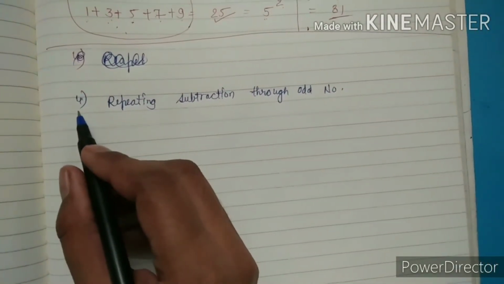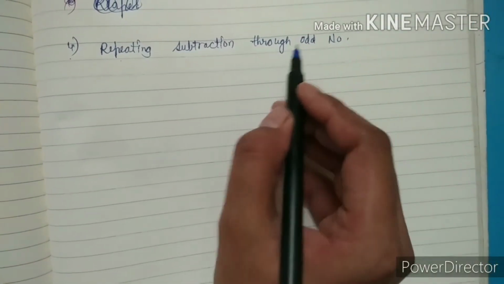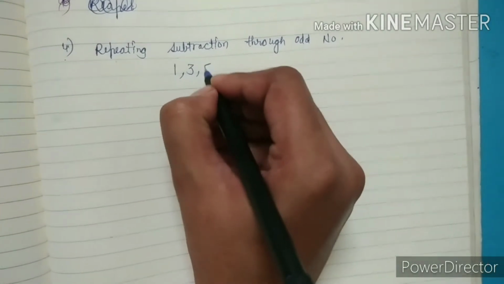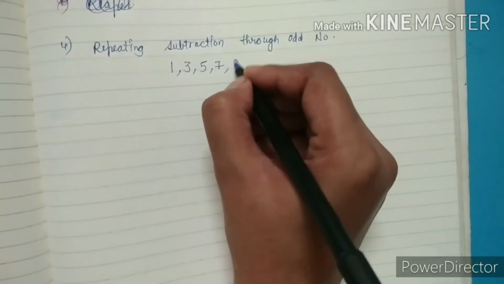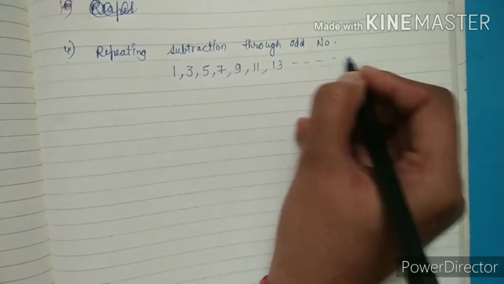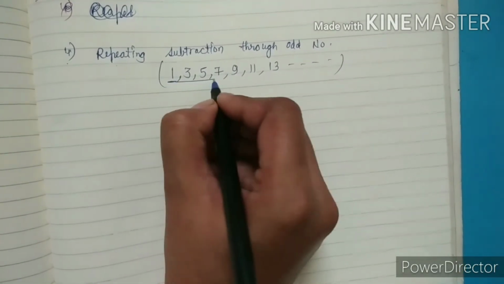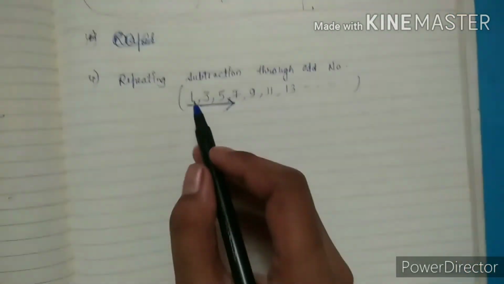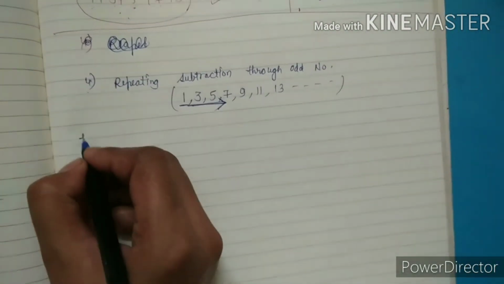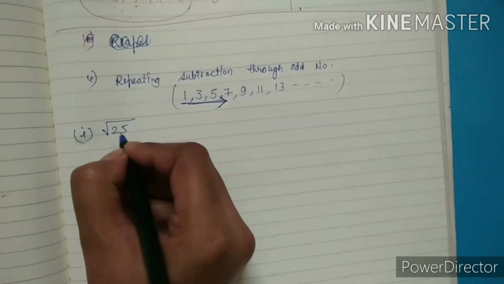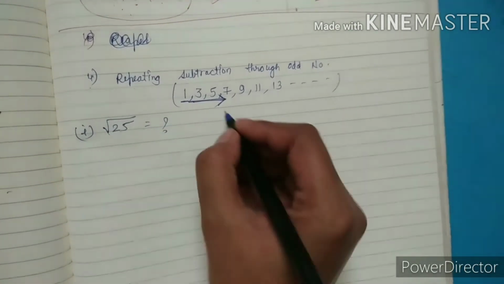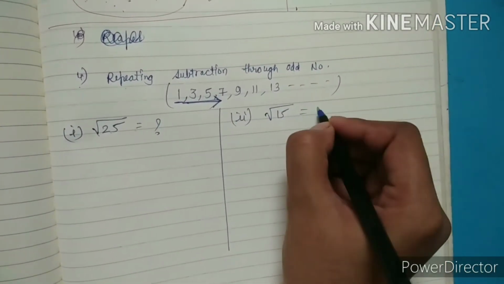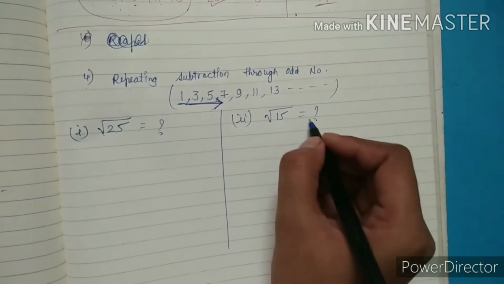Now the fourth property is repeating subtraction through odd numbers. We will subtract odd numbers only, 1, 3, 5, 7, 9, 11, 13 and so on, starting from 1, then 3. Same as previous, but in the previous section we were adding, and in this section we will subtract. In this question they will ask you the value of under root 25. The next example we are taking is under root 15.